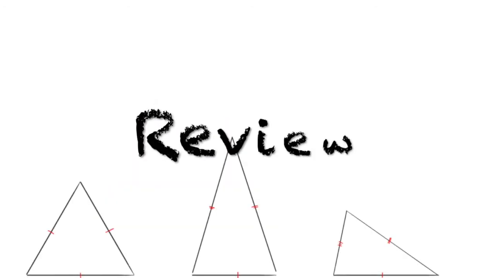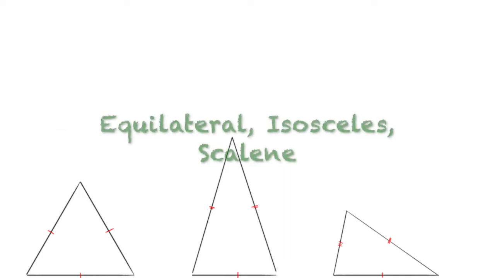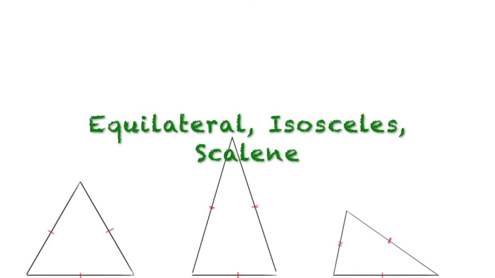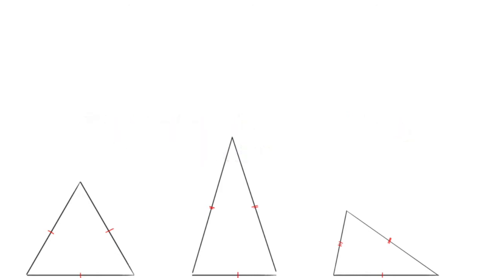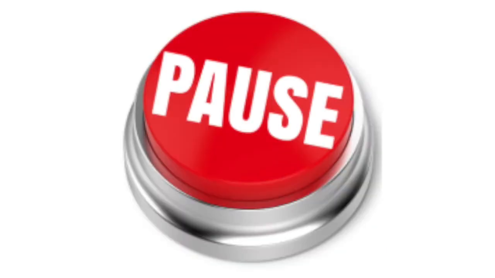We can classify triangles in two ways. This is something we've already covered in class. Let's do a very quick review. You can classify it by size: equilateral, isosceles, scalene. Can you remember and tell me exactly how we classify those and what they mean? Pause this video, look at these triangles, and let me know.